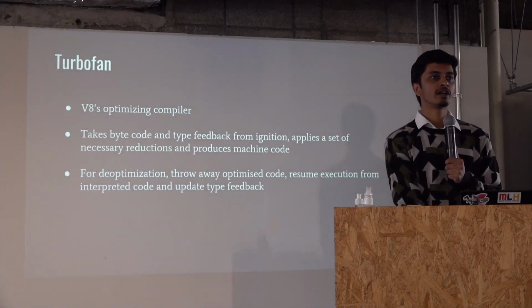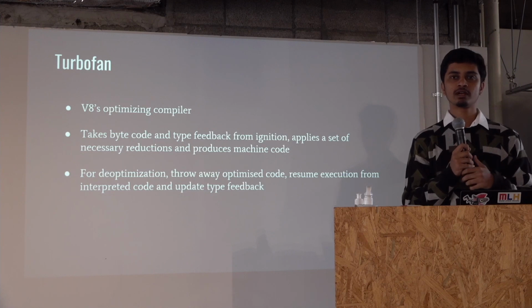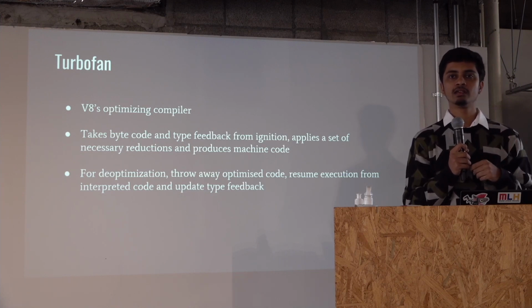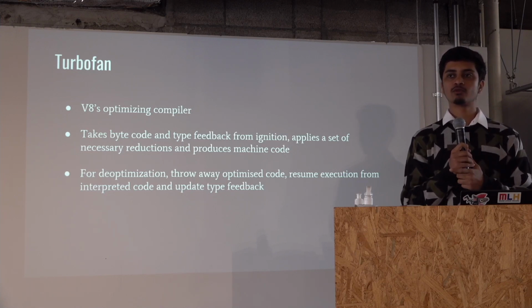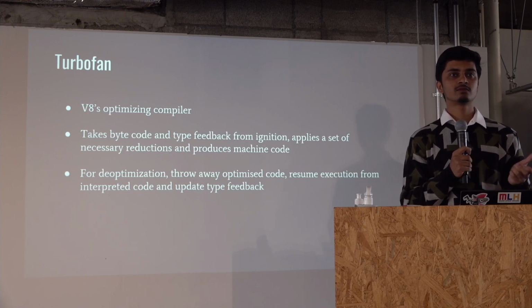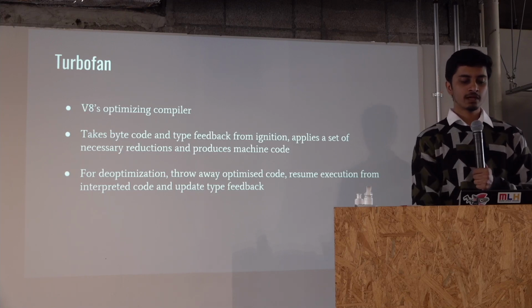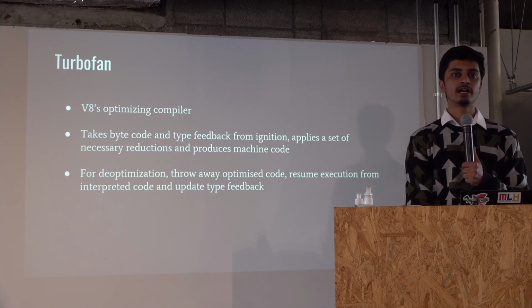Now coming to the TurboFan stage, which is the optimizing compiler. As we already talked about, it takes that original bytecode, generates type feedback by quickly running the code, and then uses that to generate an optimized piece of code, which is way faster to access whenever that function is called again during the code base. And for de-optimization, everything is thrown away and we are going back to the bytecode stage again.